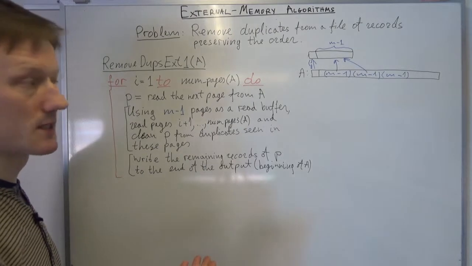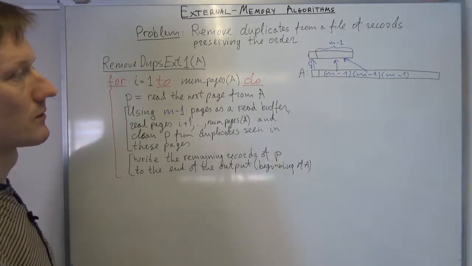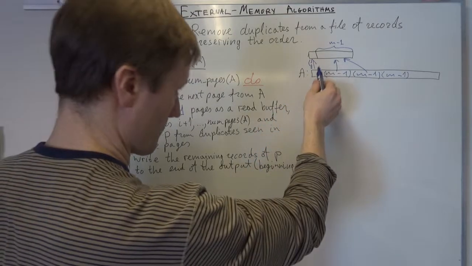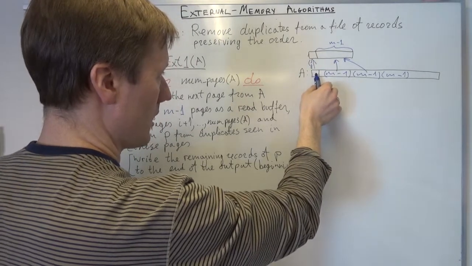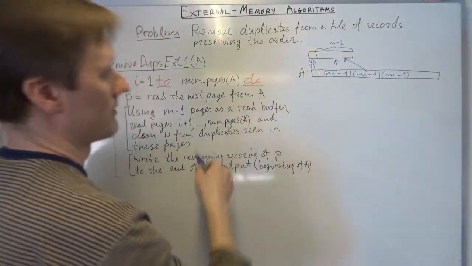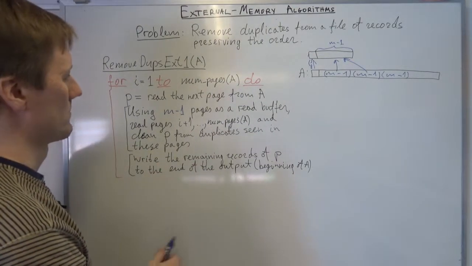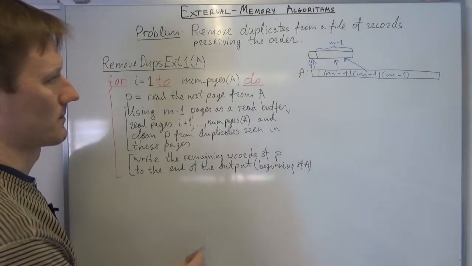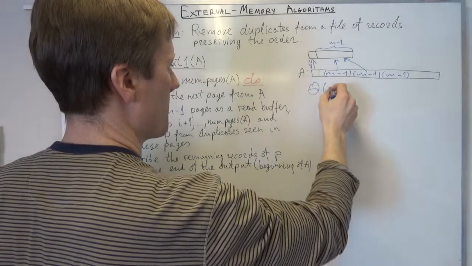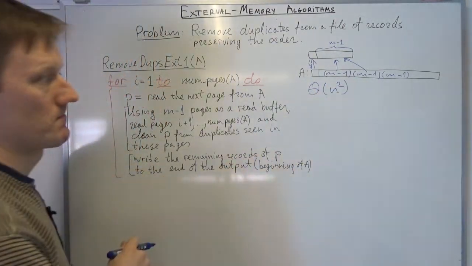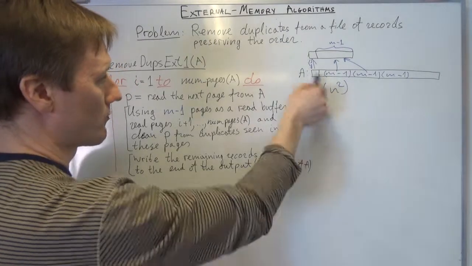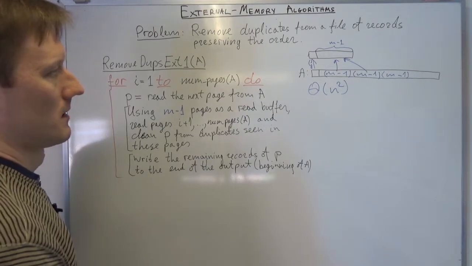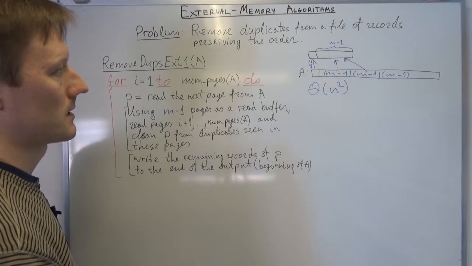So what is the complexity of this algorithm in terms of the number of read and write input-output operations? It's easy to see. For each page of the file, you read the rest of the file. So this is again a simple arithmetic series, and that sums up to n squared IOs. Note that n here is the number of pages in the input file, not the number of records. So that is the algorithm.